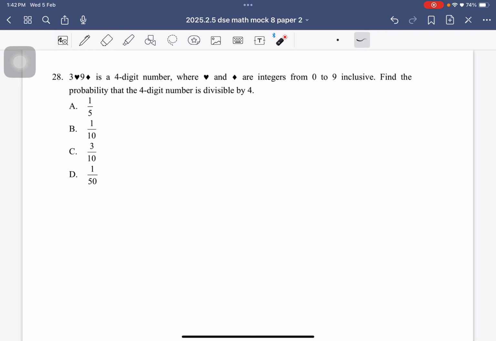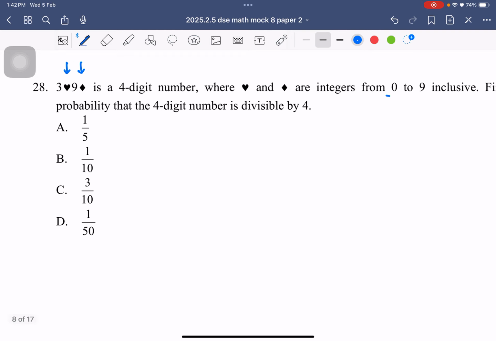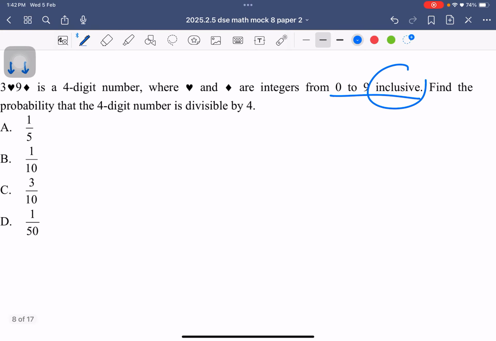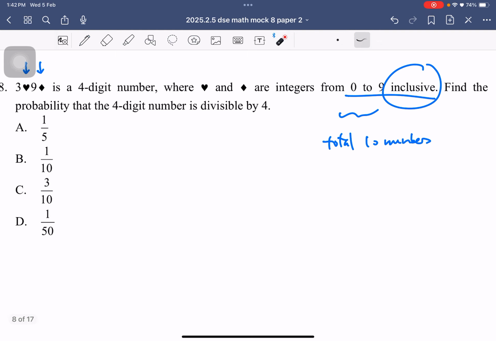Alright, question 28. A probability. Again, we have these two unknowns. These two unknowns can be 0 to 9 inclusive. Again, what's the meaning of inclusive? Included. And what is the meaning of exclusive? So how many numbers are there from 0 to 9? 10. So total 10 numbers. Find the probability that the 4-digit number is divisible by 4. First of all, can these two numbers be repeated? Can they have the same numbers? Yeah. So for this one, we have 10 choices.